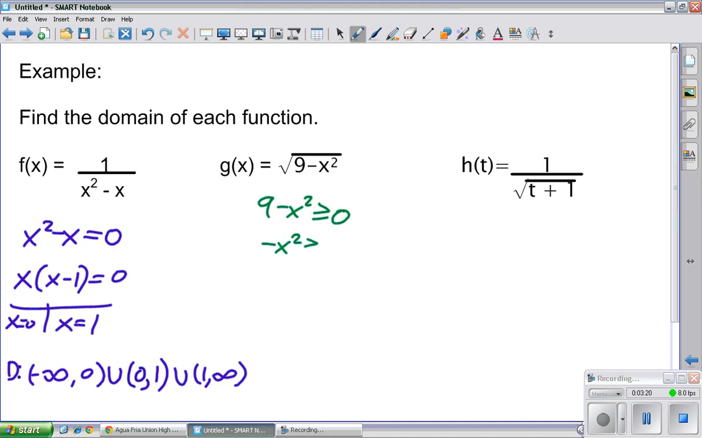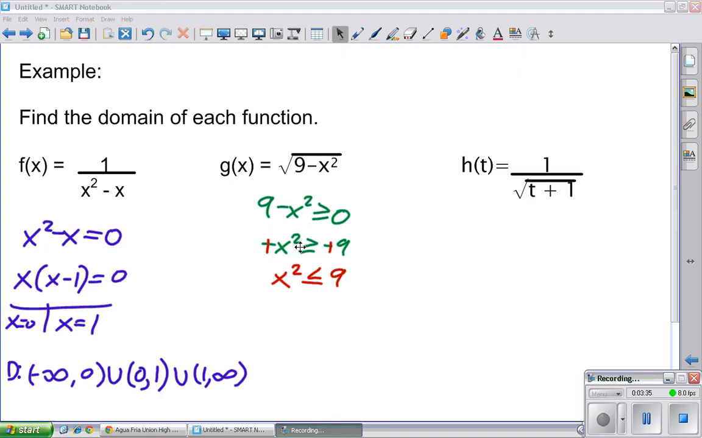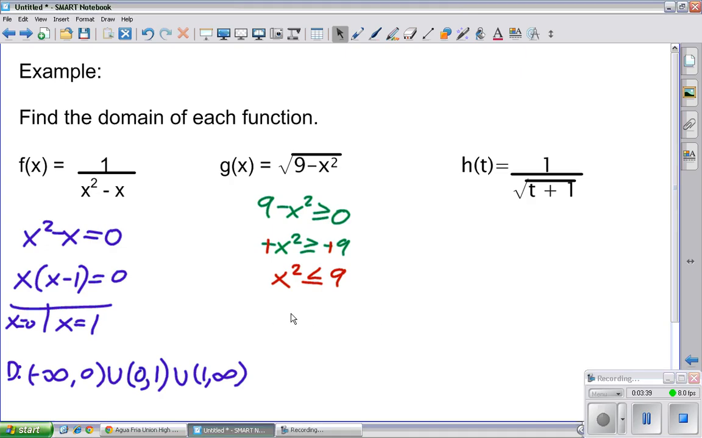Negative x squared is greater than or equal to negative 9. Divide by negative 1 to change the signs, but we need to flip the inequality, so x squared has to be less than or equal to 9. Square root both sides. When we take the square root, it's going to be plus or minus. So let's just say x equals plus or minus 3.